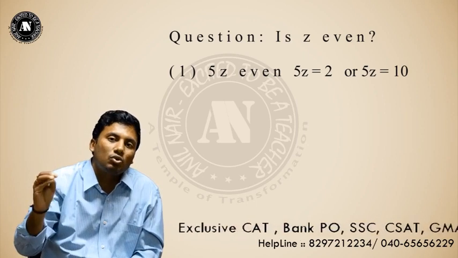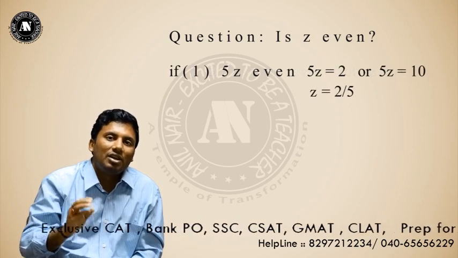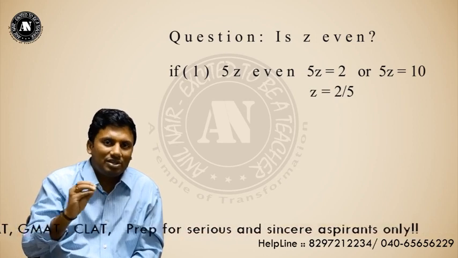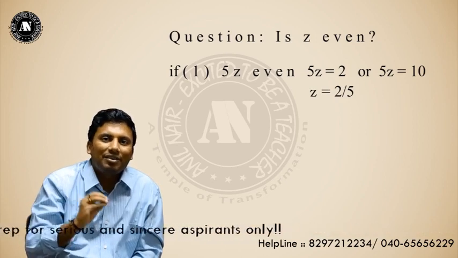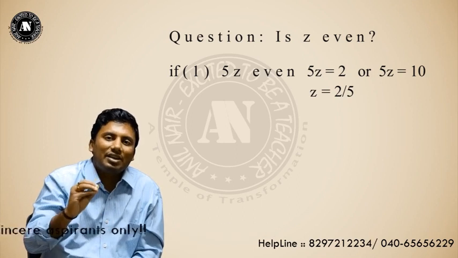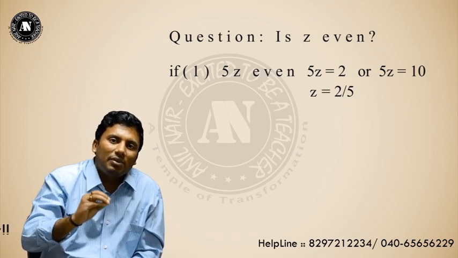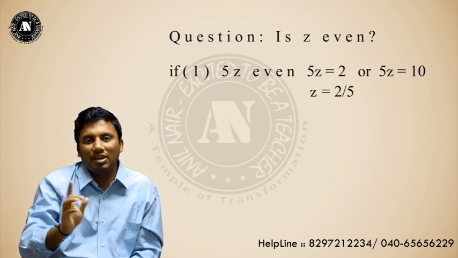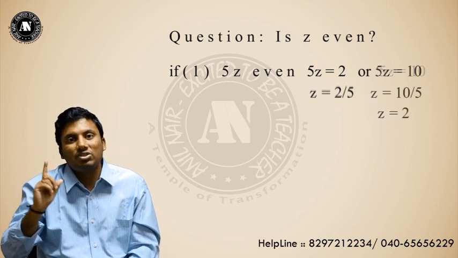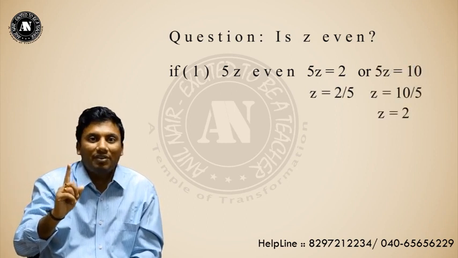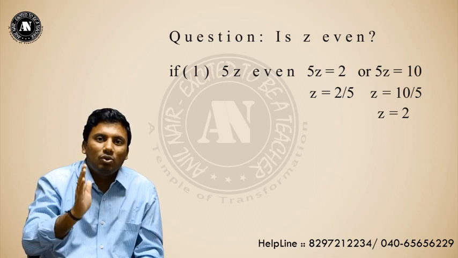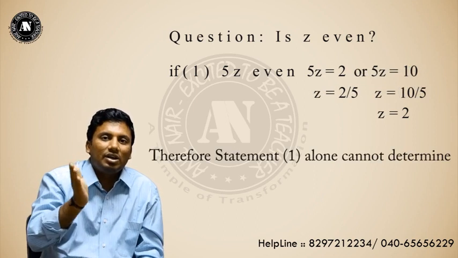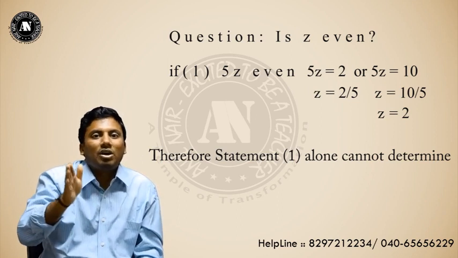If 5Z is 2, Z will become 2 by 5. Is 2 by 5 even? No. Natural numbers are a subset of fractions where the denominator is 1, so we cannot say it is even. But if 5Z is 10, Z is 2. Is 2 even? Yes. That means by using statement 1 alone, you are getting two answers. Z may be even or may not be even.